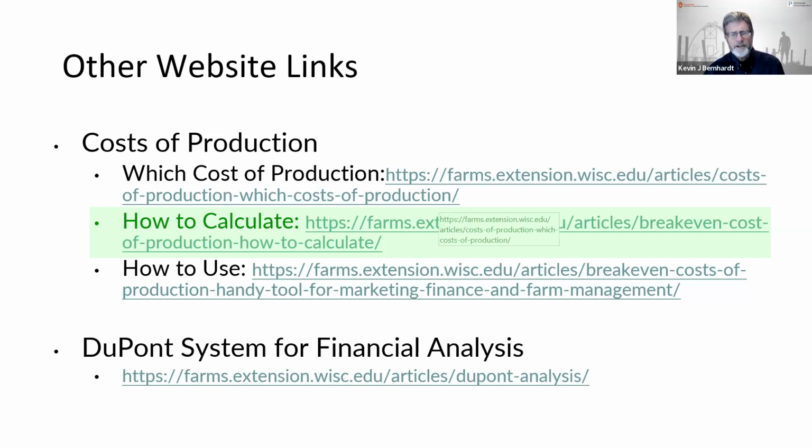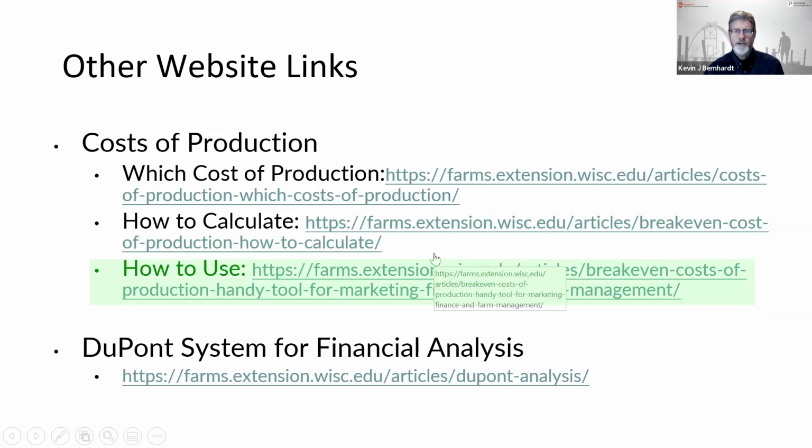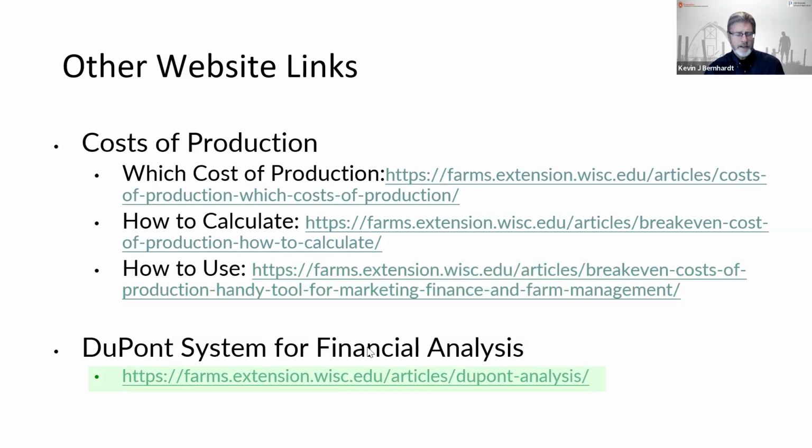So how to calculate cost of production is a challenge we'll talk a little bit about in this video, but you can do a much deeper dive into that by going to the link shown on the visual. And of course, how to use cost of production in analysis as well. The other link shown on the visual is to the DuPont system for financial analysis. So if you want to do some reading on that, it's shown there, but let's talk a little bit about that here as well.